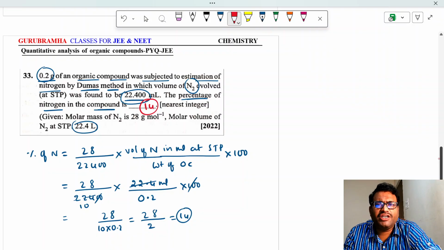If you see previous year's questions, at least one question will compulsorily be asked from this quantitative analysis. So concentrating on quantitative analysis is very important. Understand the procedure, remember the formula, and understand how the formula has been derived. Then you will be able to remember the formula if you go through the procedure.